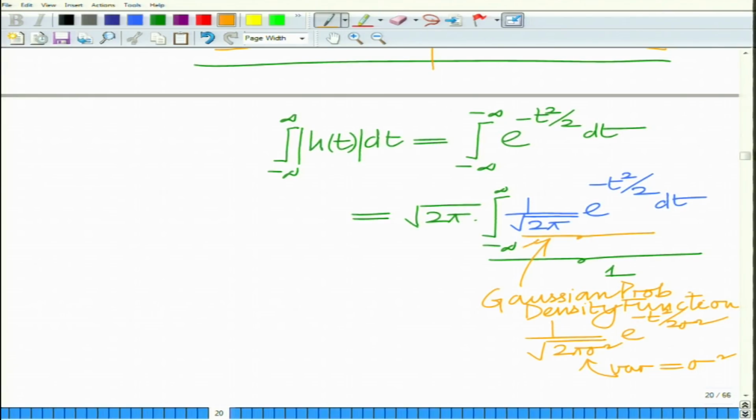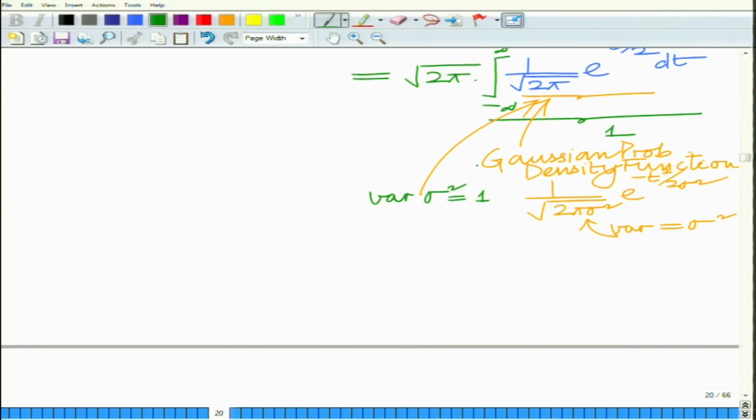Here you can see the variance sigma square is equal to 1. If you simply substitute sigma square equal to 1, you get the Gaussian probability density function with sigma square equal to 1 and mean 0. So, that gives 1 over square root of 2 pi e raised to minus t square by 2, for t lying between minus infinity and infinity. So, this integral is 1, which implies the net integral is square root of 2 pi, which is a finite quantity.